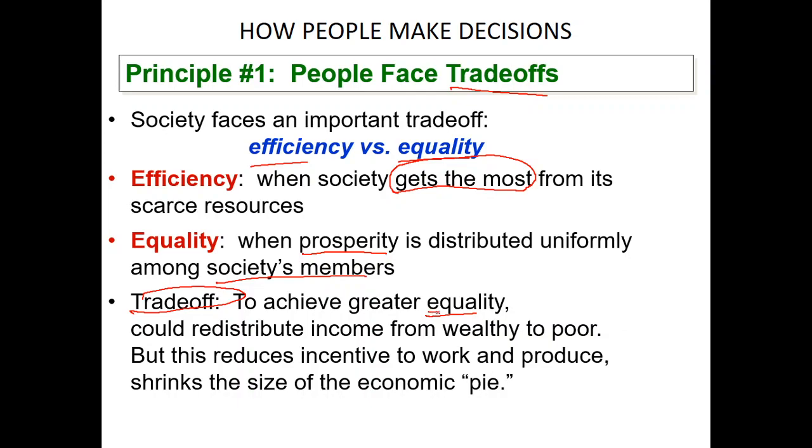So it means you should not lose out when you decide, so that it is well distributed. To achieve greater equality, we could redistribute income from the wealthy to the poor. The wealthy, the rich, to the poor. But this reduces the incentive to work and shrinks the size of the economic pie. Okay?